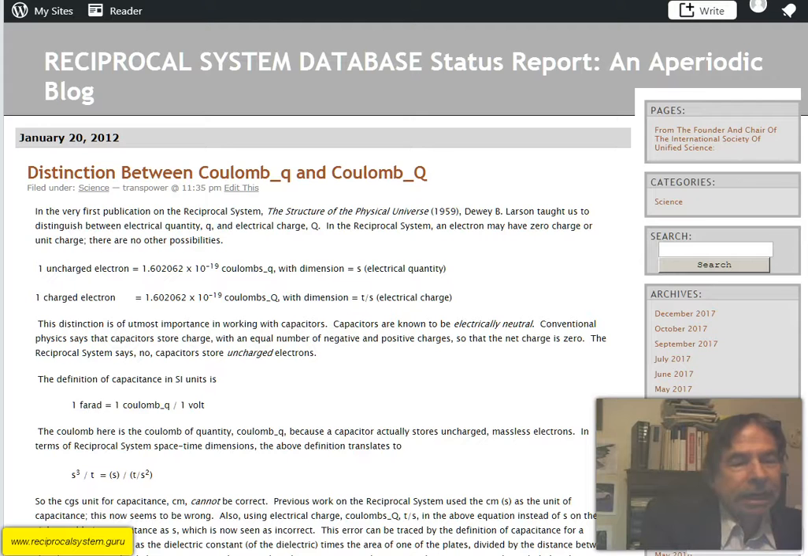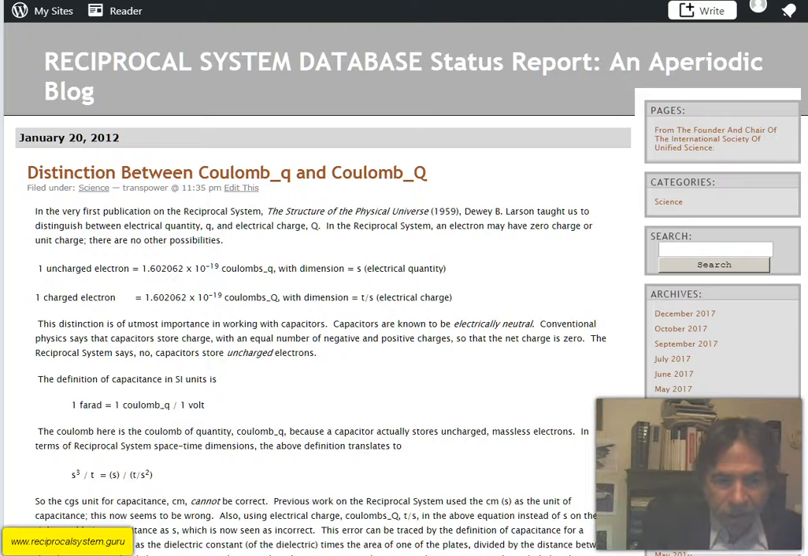In the very first publication on this theory, the reciprocal system, The Structure of the Physical Universe in 1959, Dewey B. Larson, who was my mentor, taught us to distinguish between electrical quantity, small q, and electrical charge, capital Q. In the reciprocal system, an electron may have zero charge or unit charge. There are no other possibilities.